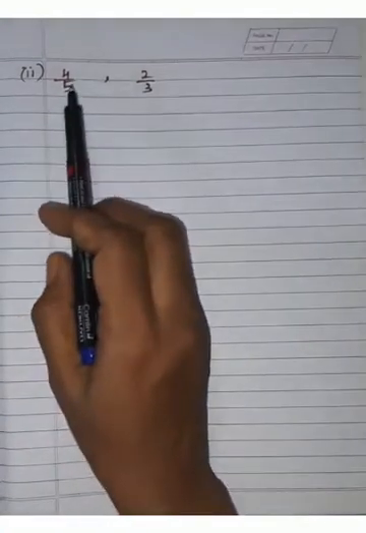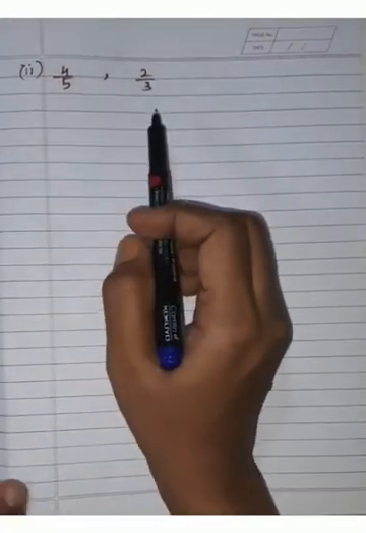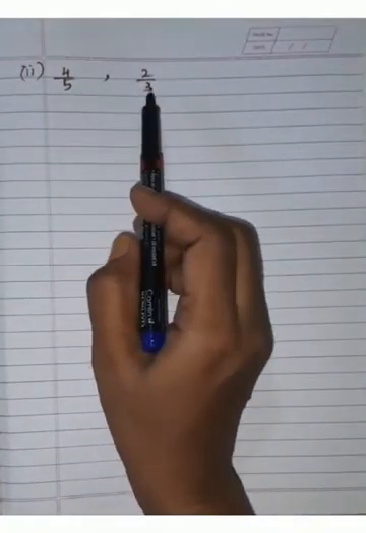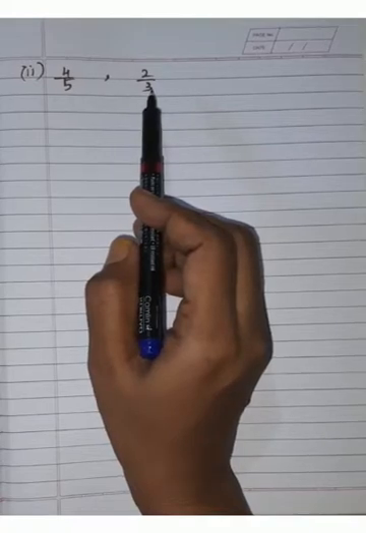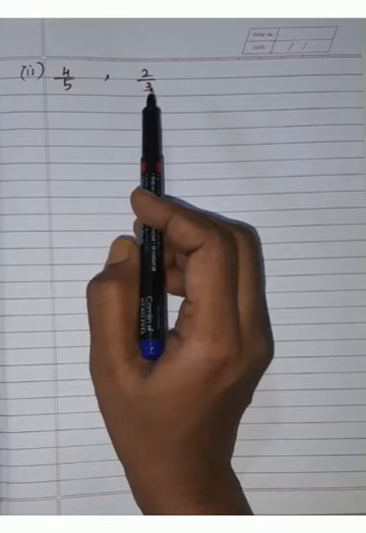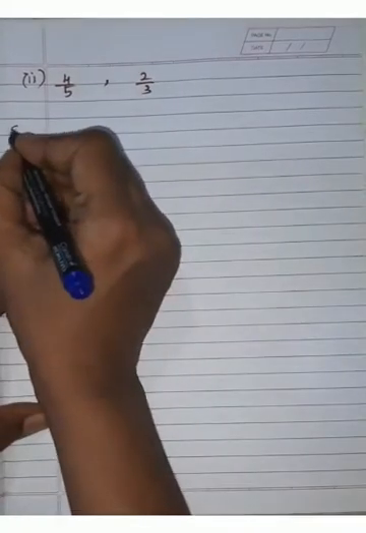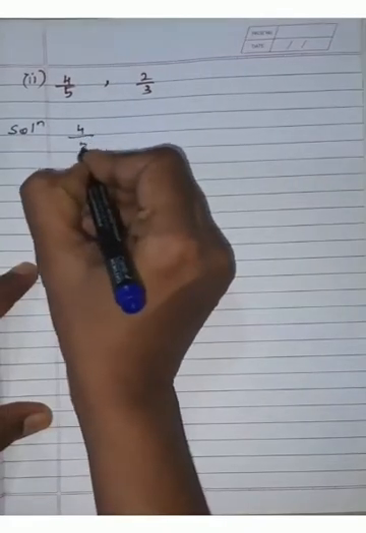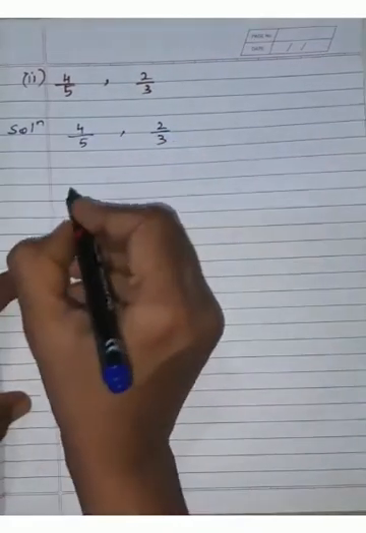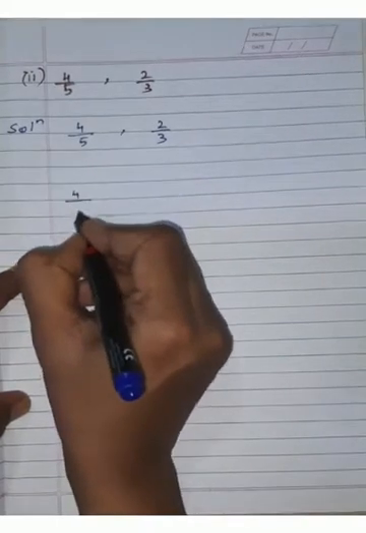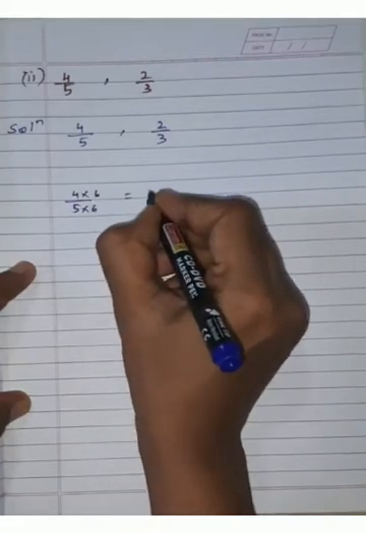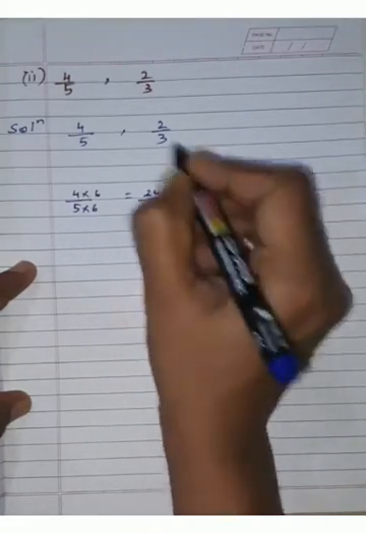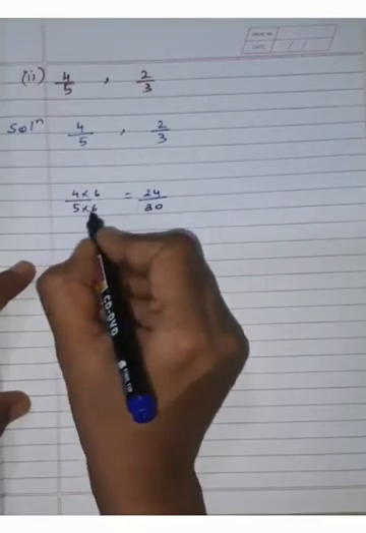Now students, the second sub question is 4 upon 5 and 2 upon 3. Here you can see, children, the two numbers have different denominators. So first we have to convert these numbers into equivalent fractions. Equivalent fractions means fractions with equal denominators. So we will start our solution as 4 upon 5, 2 upon 3. Now we will multiply this 4 upon 5 with 6, so that we get 24 upon 30. It is 4 times 6 is 24, 5 times 6 is 30.